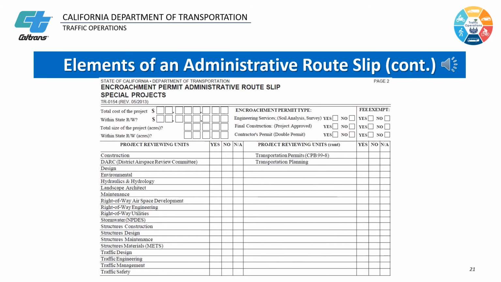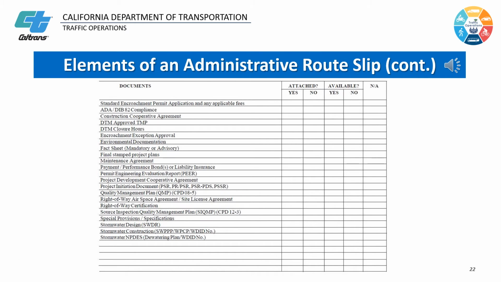On the second page, please provide the information on functional reviews and project documentations. Please fill in the project cost and size, and the permits to be issued. Please check yes or no for every functional unit listed if they have reviewed your project. Do not check N/A unless a functional unit does not apply to the project. List additional functional units who have reviewed your project.